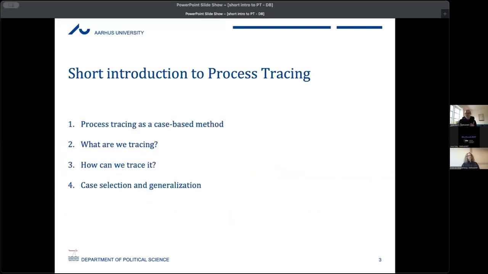So this short course taster is going to have a couple of elements where we're going to walk through. For those of you that are not familiar with process tracing, we're just going to introduce it as a case-based method and what that actually means. Hilde is then going to, and this is probably the longest of these components, talk a little bit about what we're actually tracing, and there are different schools on this, and there's not a right or wrong answer.